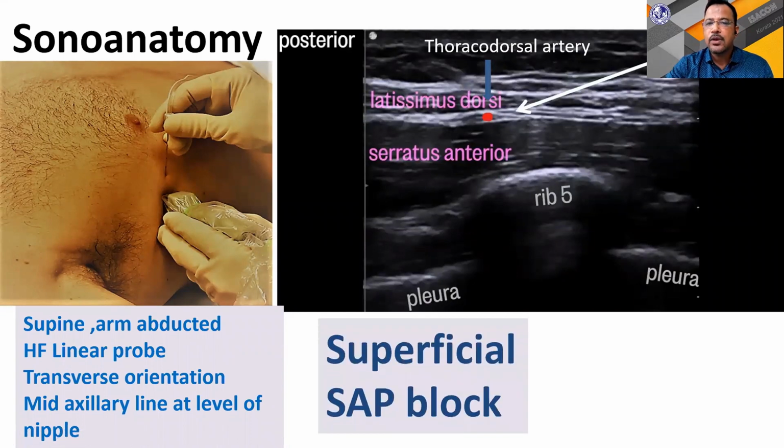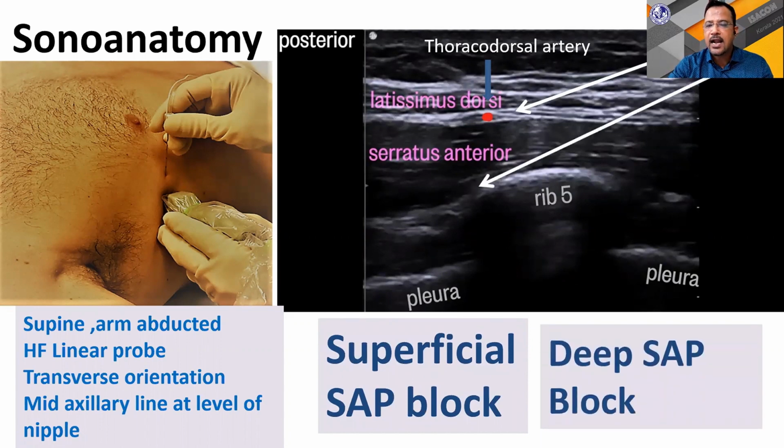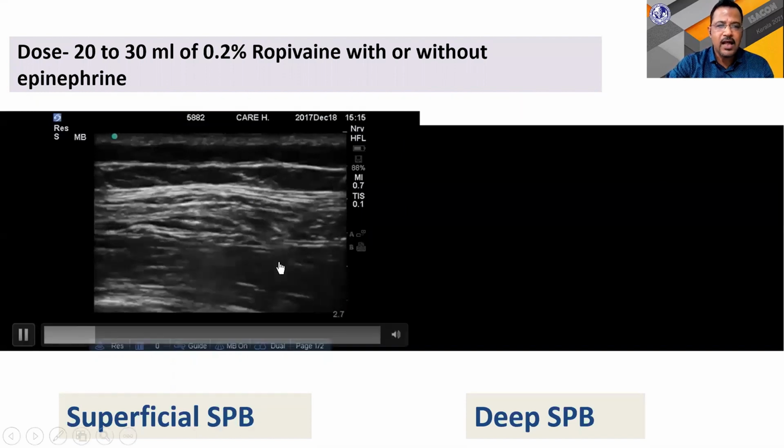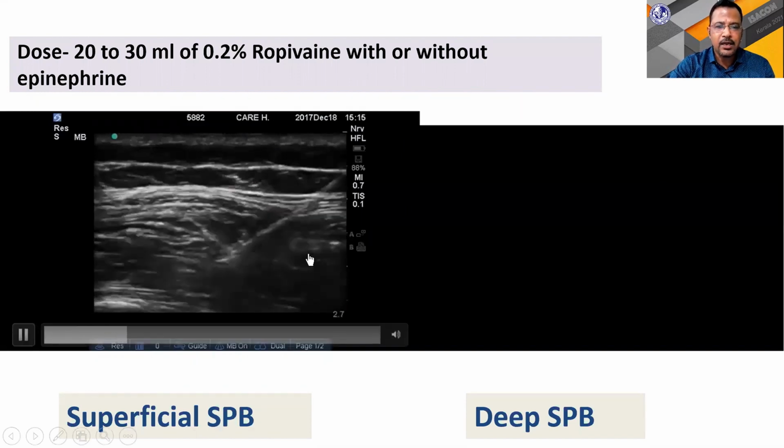If I bring the needle between the latissimus dorsi and serratus anterior muscle, it becomes a superficial SAP block. If I deposit the drug between the serratus anterior muscle and the rib or the intercostal muscle, it becomes a deep SAP block. So this is the way I do my superficial serratus anterior plane block.